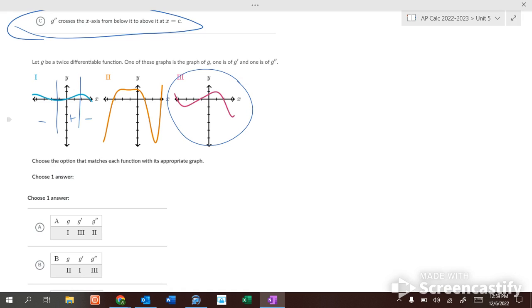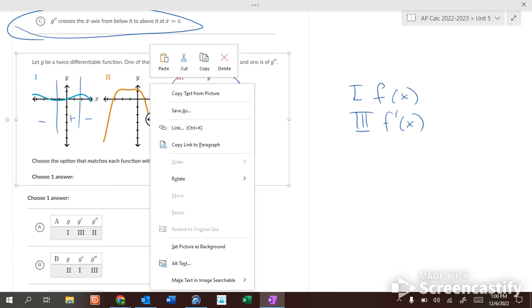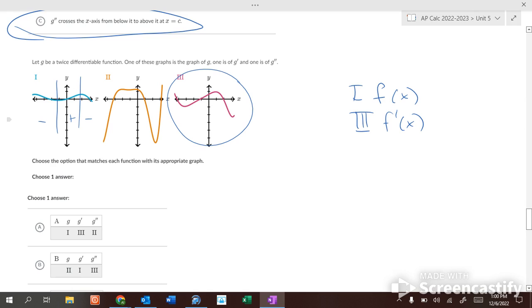3 is the first derivative if 1 is the original function. Okay? So if 3 is the first derivative, then 2 might be the second derivative. Now, this would do concavity. So let's figure out, is the original function concave down until like -3? Yeah, it looks like it.